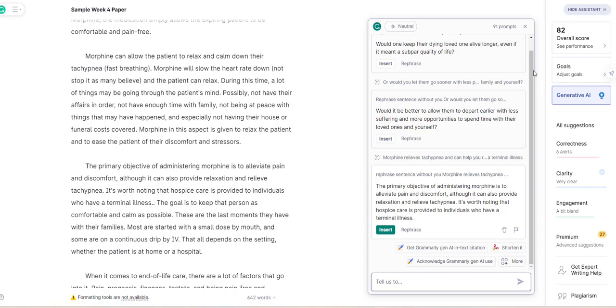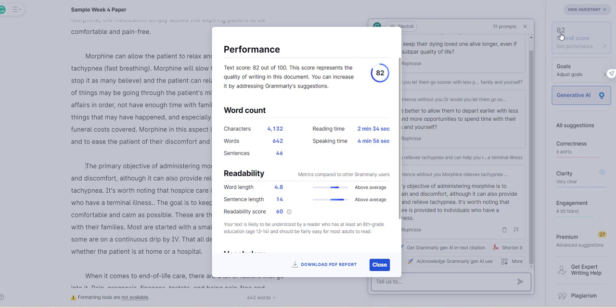Now for the PDF. You've made all of these adjustments to your paper, and you're thinking, how am I going to show this to my teacher? How am I going to prove that I revised my paper in ChatGPT, and I didn't just ask ChatGPT to rewrite the paper for me? How do I prove to the teacher that I simply revised it? Basically, you're supposed to click on the 82%, and then click on download PDF report, and that will give you your PDF.